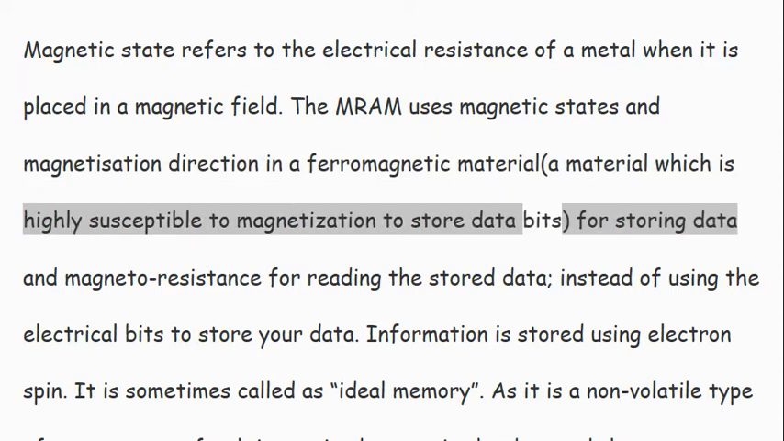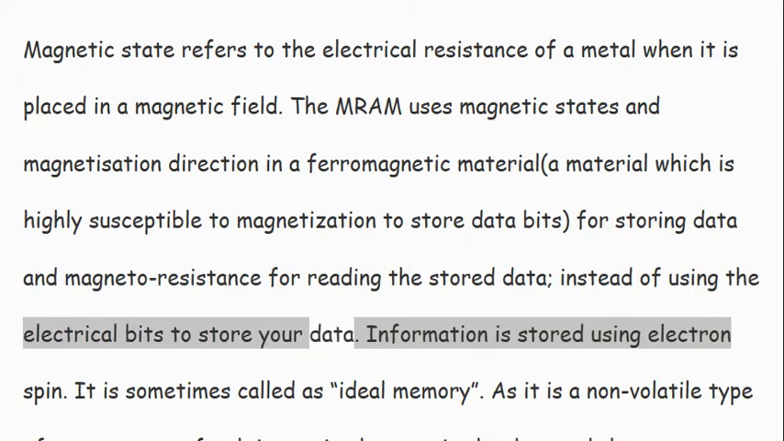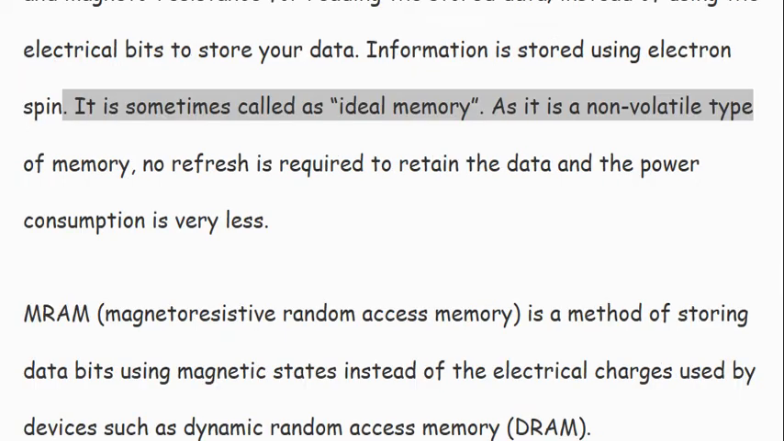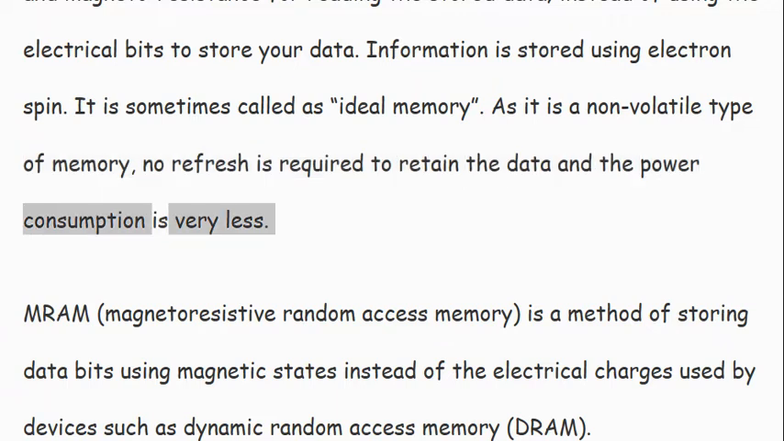to store data bits, and magnetoresistance for reading the stored data, instead of using electrical bits to store your data. Information is stored using electron spin. It is sometimes called ideal memory. As it is a non-volatile type of memory, no refresh is required to retain the data and the power consumption is very less.